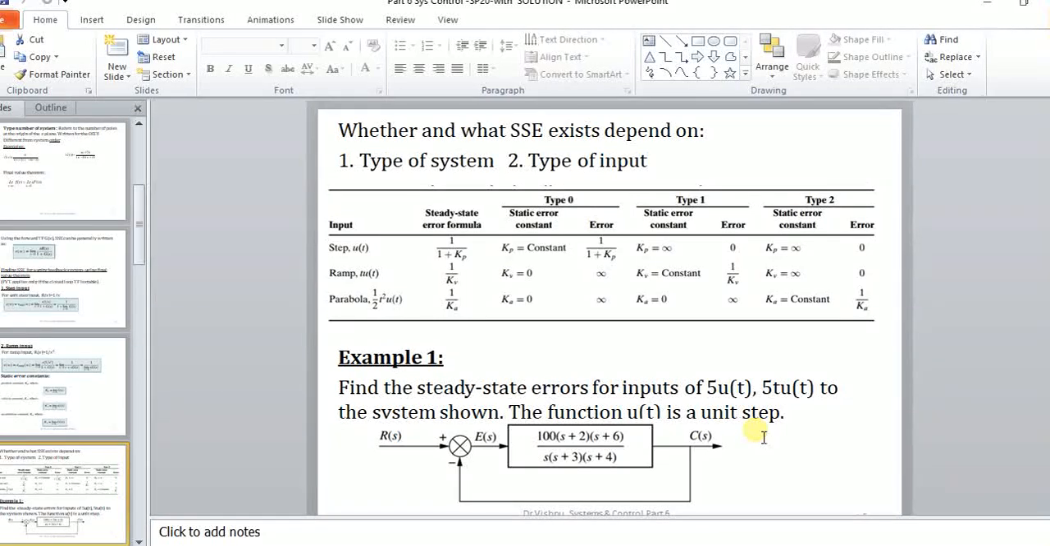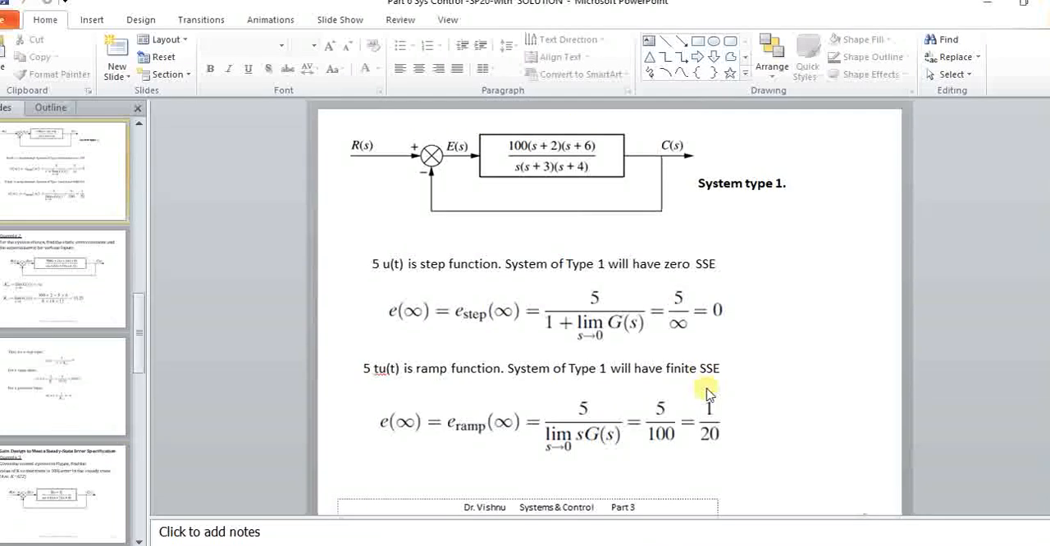Now here we have to make sure about what input we are giving. Of course it's a step input, but it's not a unit step, it is a step of value 5. This table talks about step input, meaning unit step. We assume unit step input, but here we have a step input equal to 5. So this is a point we have to take care of.